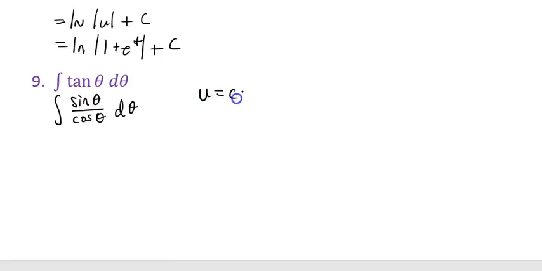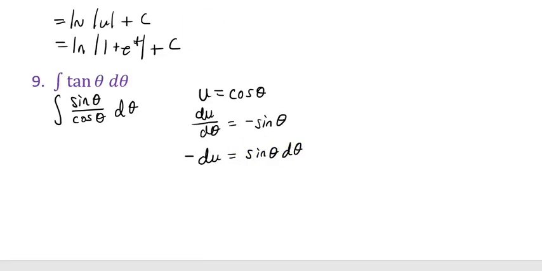So I'm going to use u as cosine theta. My derivative would be du d theta. Derivative of cosine would be negative sine. And since I don't have a negative in the problem, I'm going to divide by the negative when I multiply by the d theta. So I'm going to have negative du equal sine theta d theta. Now I do have sine theta d theta in the problem, and I'm going to take those out and replace them with negative du. So I'm going to pull that negative out front because it's just a -1.